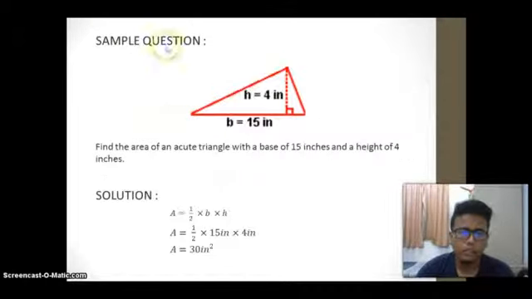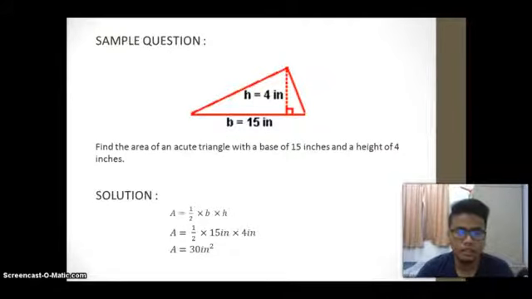Okay, next we proceed to one simple question. In this question we need to find the area of an acute triangle, where all three angles are less than 90 degrees, with a base of 15 inch and a height of 4 inch. We just substitute the information given into the formula. Area is equal to half times base times height. We substitute the base 15 inch and the height 4 inch, and we get the answer 30 inch square.